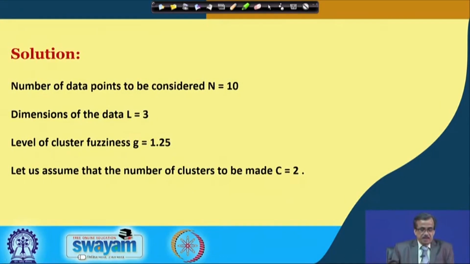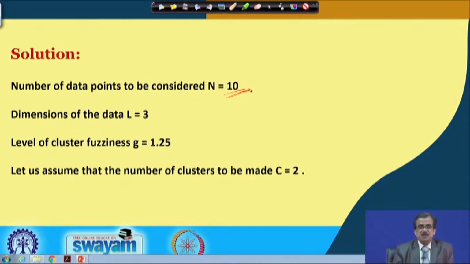Here the number of data points we have considered is equal to 10. For simplicity, only 10 points I have considered, and each data point has dimension 3, like your x, y and z. The level of cluster fuzziness we have assumed is g equals 1.25, and let us assume that there could be only 2 clusters, because I have considered only 10 points. So, better to go for only 2 clusters, and let us see how it works, and how to explain the working principle of this fuzzy Siemens algorithm to solve this numerical example.